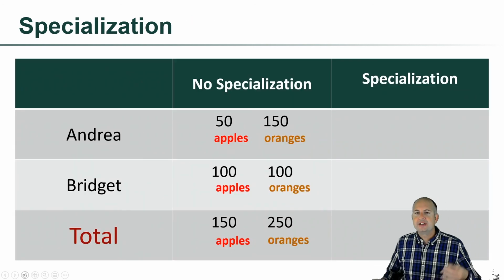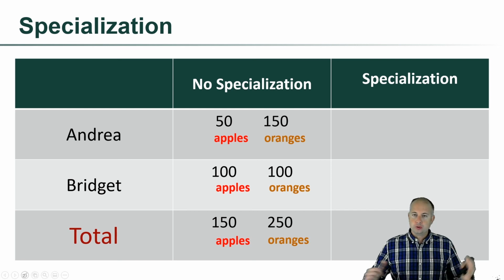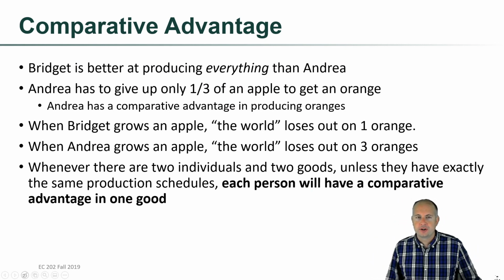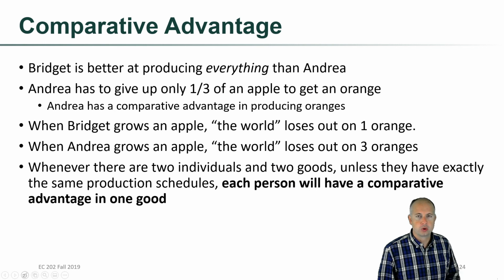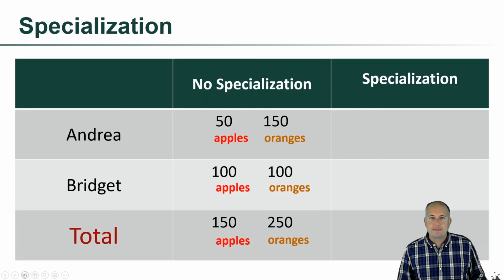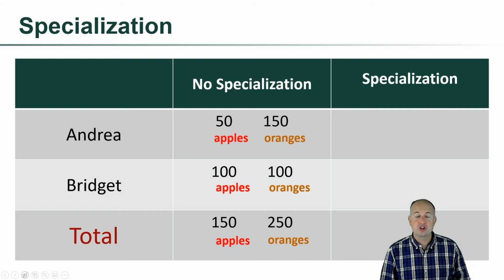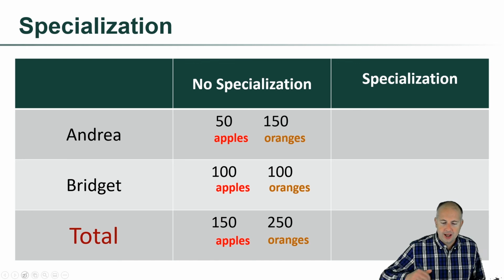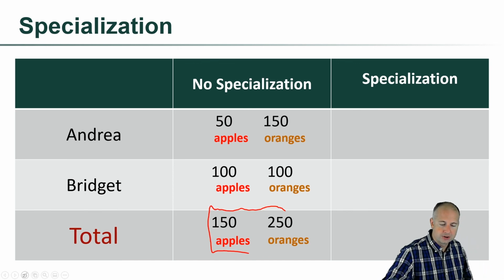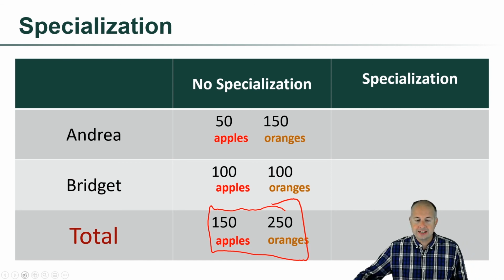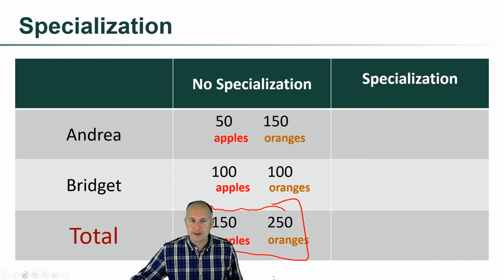So let me illustrate what I mean by how the world is losing out on more when Andrea grows an apple, right? If Andrea grows an apple, the world is 3 oranges worse for it. On the left, I show the option where nobody specializes. Each of them wants to eat apples and oranges, so each of them is going to grow apples and oranges. Our total world output of apples and oranges is here: 150 apples, 250 oranges. What if instead I convince them both to specialize?